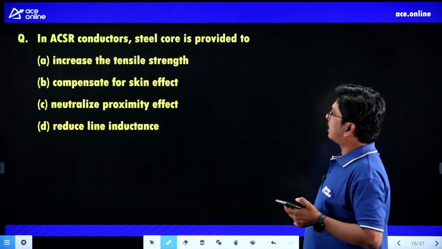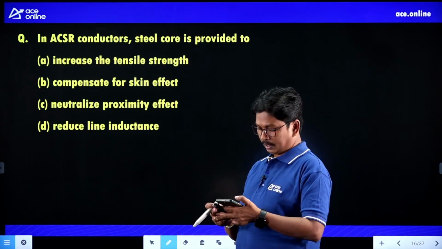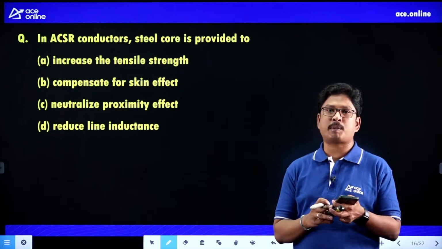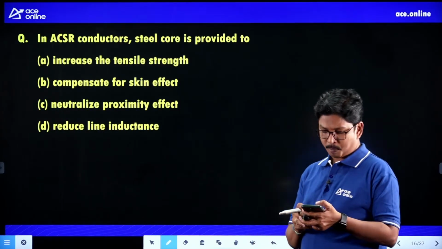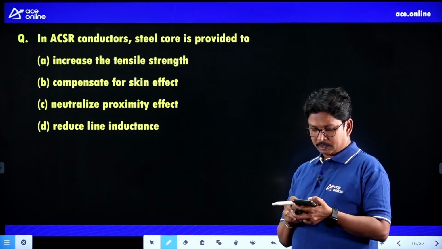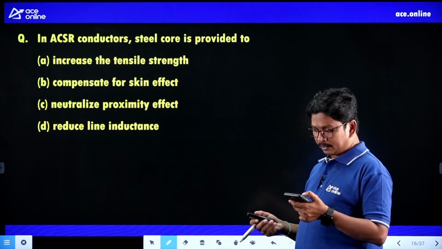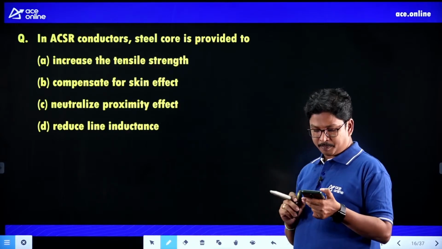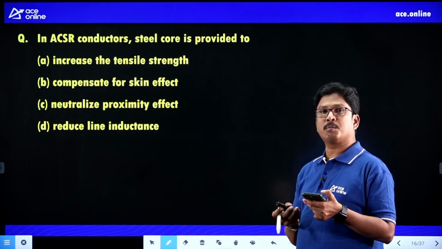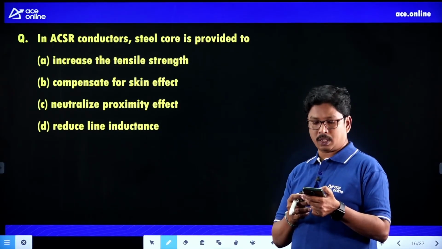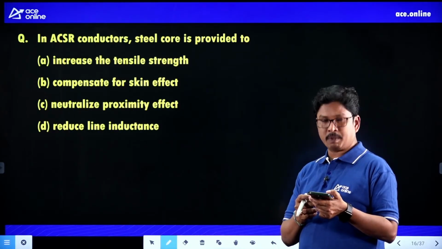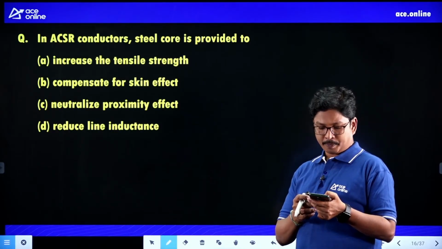In ACSR conductors, steel core is provided too. In ACSR conductors, what is the purpose of providing steel core? Gate RR. So try to discuss whatever the question here. We are having very less time. If you are having more doubts, come to AS Engineering Academy. We will discuss more doubts there. Right?